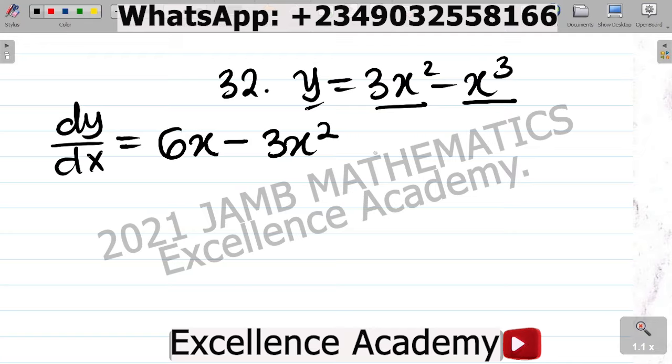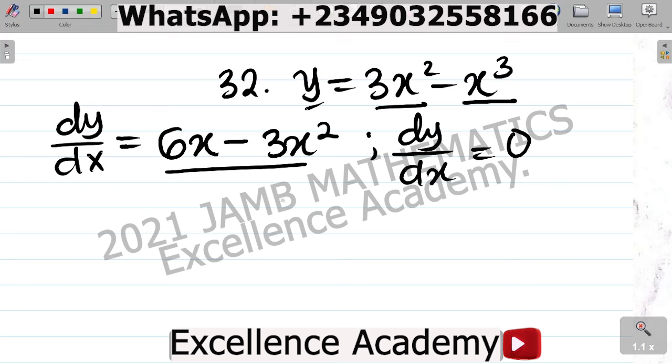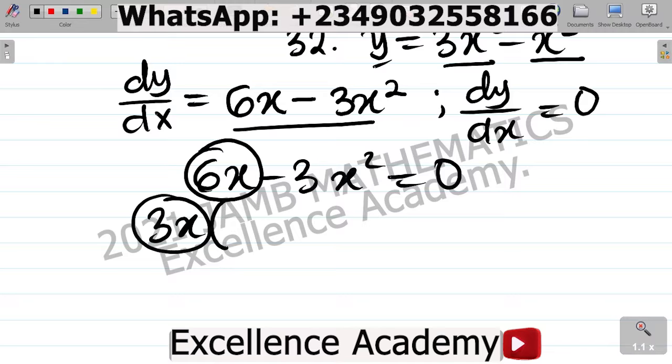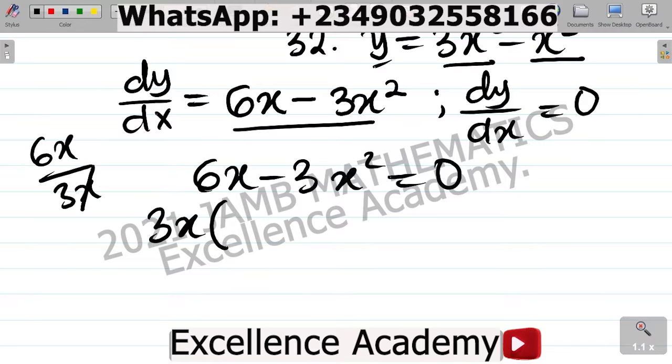Now, the next thing you do here, you equate dy/dx to 0. So dy over dx, equate this to 0. That means 6x minus 3x squared will be equal to 0. To solve this, we have to factorize. We have 6x and 3x squared. Your factor there will be 3x, such that 6x divided by 3x, x cancels x, 3 here, 1, 3 to this, 2. So you have it as 2.